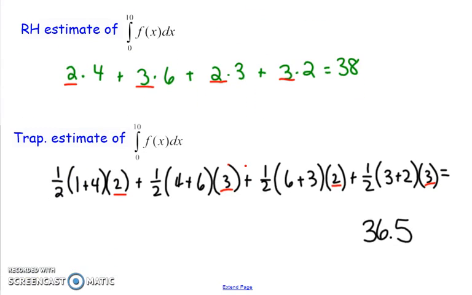Then for your trapezoid rule, again, you notice that the heights change, 2, 3, 2, 3. So you cannot use just a trapezoid rule. You need to actually do a trapezoid estimate, thinking about 4 separate trapezoids that you can use for a total of 36.5 as our area estimate.